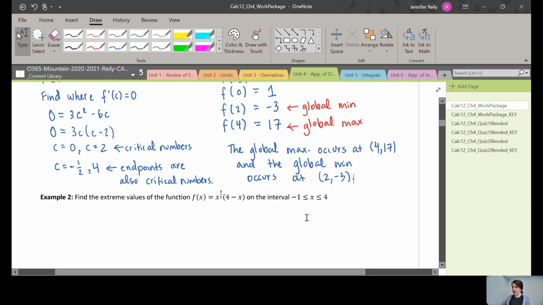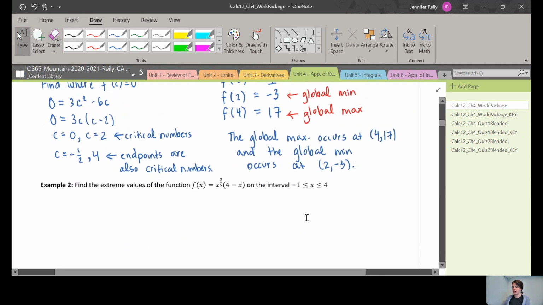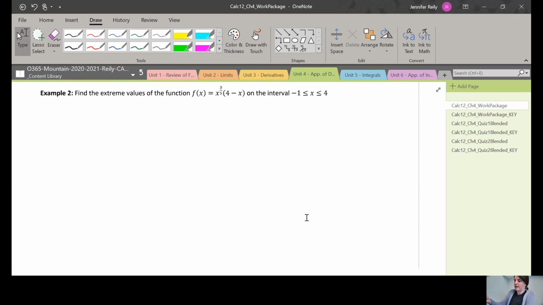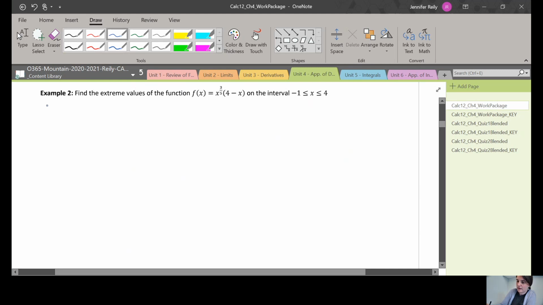Okay, let's try it with a harder function, more difficult derivative here. In this example, I'm going to get a place where the derivative is undefined. Okay, so first step is to find critical numbers. So I'm going to find the derivative.